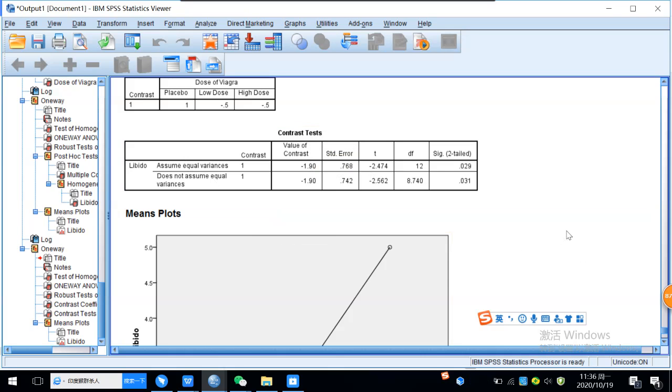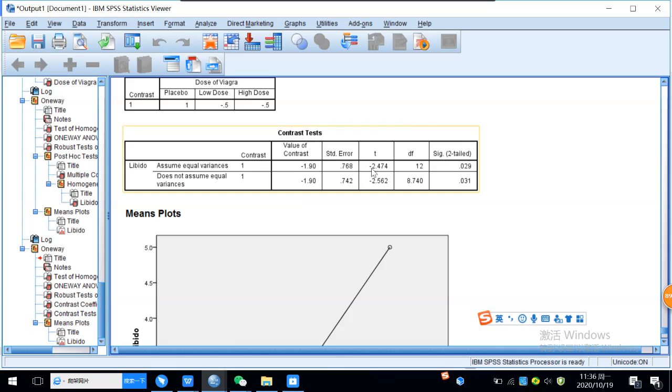Okay, because here also have 2 rows, right? We have 2 rows of results. So which row we will use? It depends. Look here. If the equivalence is assumed, then we look at the upper row. If the equivalence is not assumed, then we look at the lower row, right? In this case, because the equivalence is assumed, we look at the upper row.